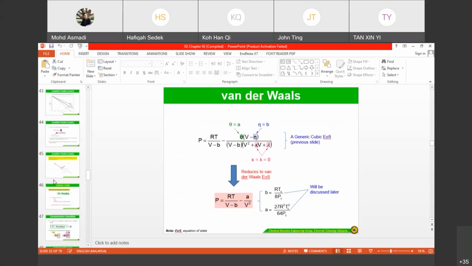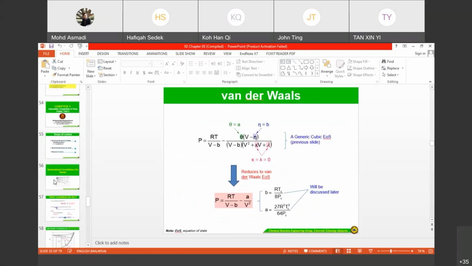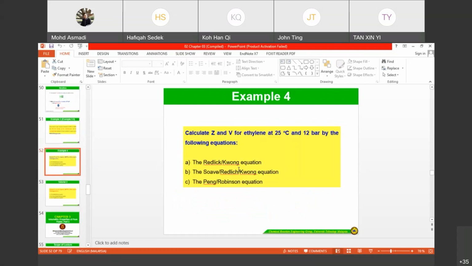Okay, anyone solve this one? Have you solved B and also C? What is the answer? Anyone? Afiqah, did you do B and C too? No? Okay, no problem.